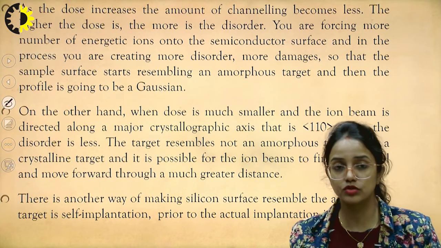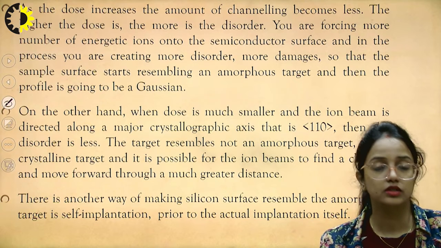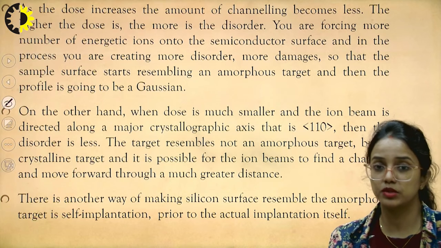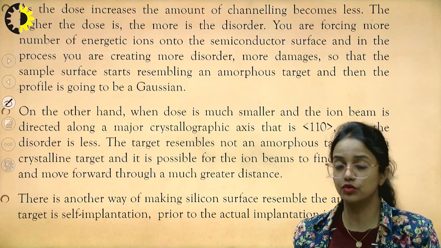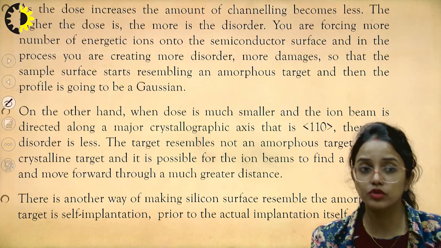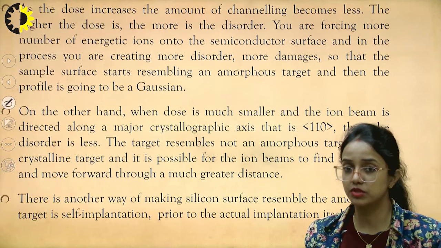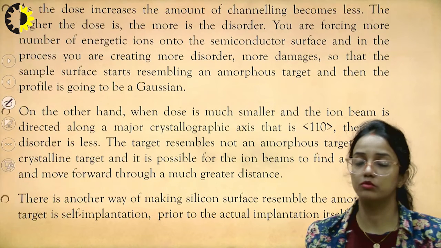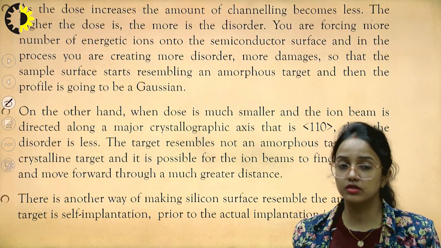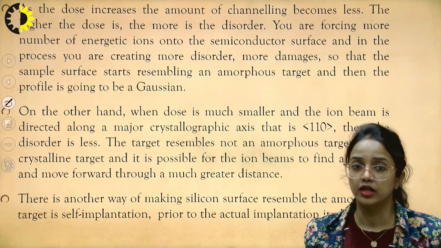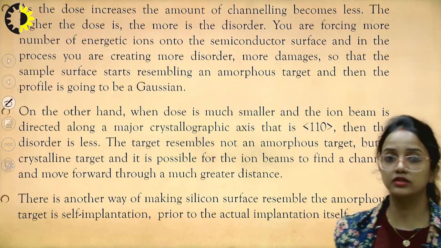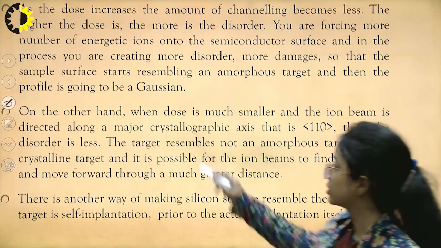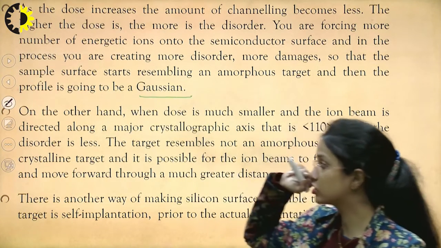The higher the dose is, the more is the disorder, and you are forcing a greater number of energetic ions into the semiconductor. When we are increasing the dose, we are forcing more and more energetic ions into the semiconductor surface, and in the process you are creating more disorder, more damage. So the surface sample starts resembling an amorphous target, and then the profile achieved is called a Gaussian.